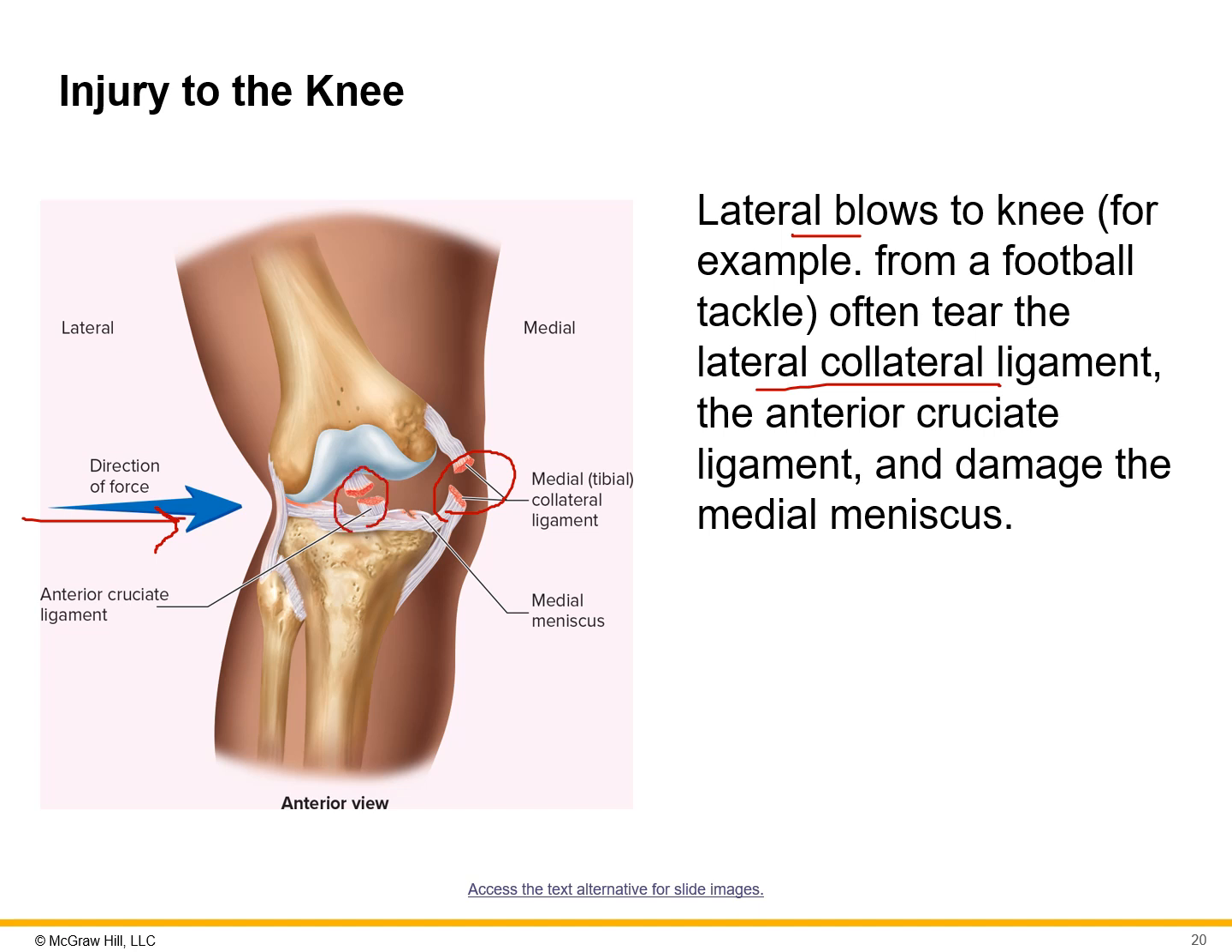As that force comes in on the lateral side, it pushes everything over and rips those ligaments to complete tears. It can also damage that medial meniscus that's here. So we can see it here. And again, it can cause a lot of damage and a lot of pain. It's really long surgeries, especially the ACL, to go in and repair that and allow it to heal properly.